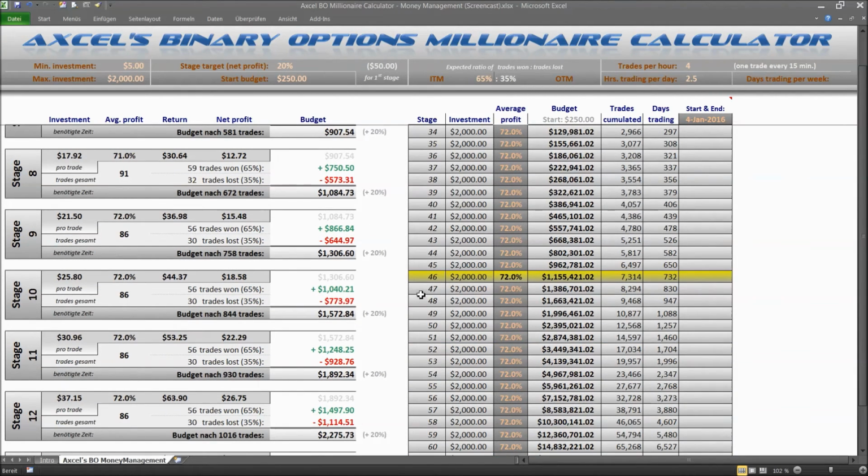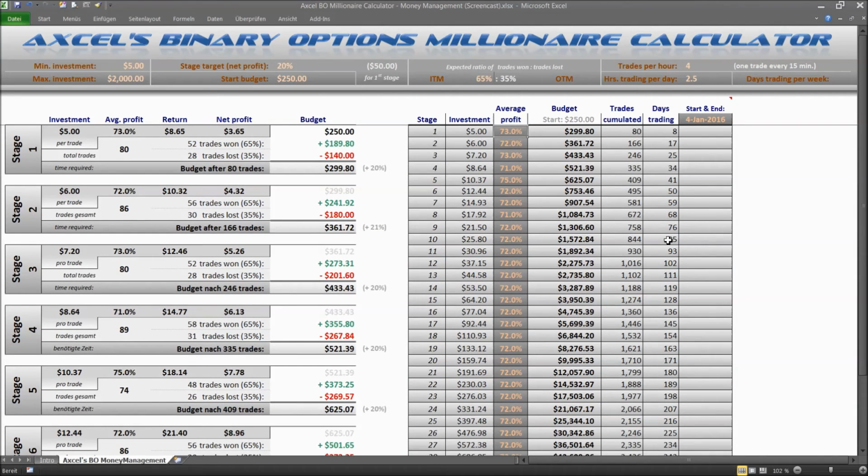And looking into the list, we can actually see that we will have 46 stages to be completed to actually hit that 1 million mark. And finally, of course, we want to know, well, how long does it actually take? And based on the assumption of an imaginary starting date when we started trading, we just have to enter a few more figures up here, starting with the trades per hour. How many trades can you actually make per hour? 4 trades, that would be 1 trade every 15 minutes.